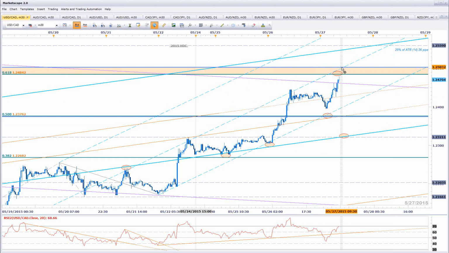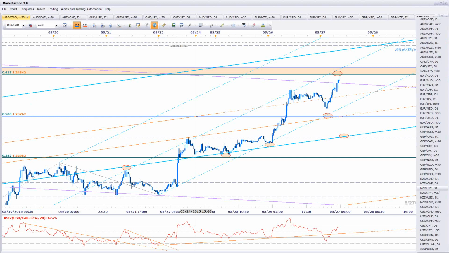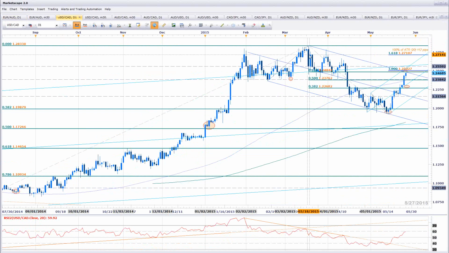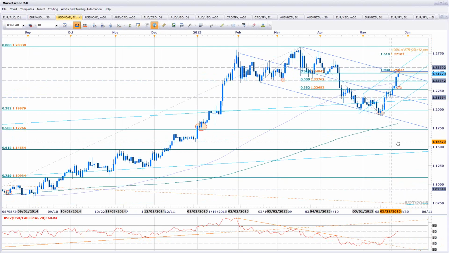If we do clear this, you're looking for a stretch into 125.59, and that's actually the 2015 high day close. If you take it back to the dollar CAD daily, you can see that right here. This massive day that we made on the 18th of March, despite the fact that was the day the high was made, we actually closed way down here at 125.59. Near-term resistance for dollar CAD if we break 125.